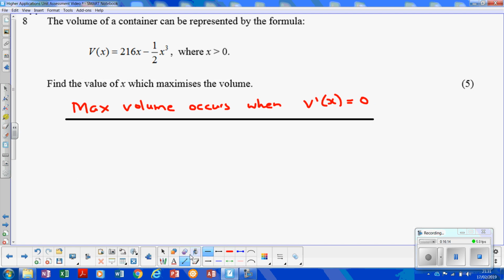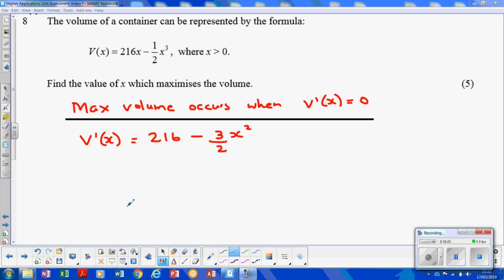So next thing we've got to do is work out the derivative. So V'(x) is equal to, when it's 216x, multiply by the power which is 1, take 1 away from the power, but x to the power of 0 is 1, so it just becomes 216. Multiply by the power, take 1 away from the power, gives us minus 3 over 2 x squared. We know the derivative has got to be equal to 0, so 216 minus 3 over 2 x squared is equal to 0.